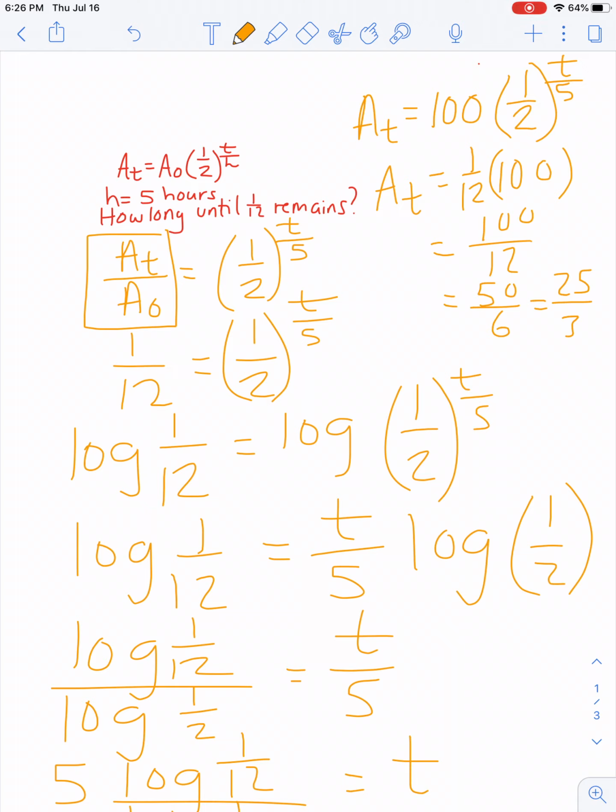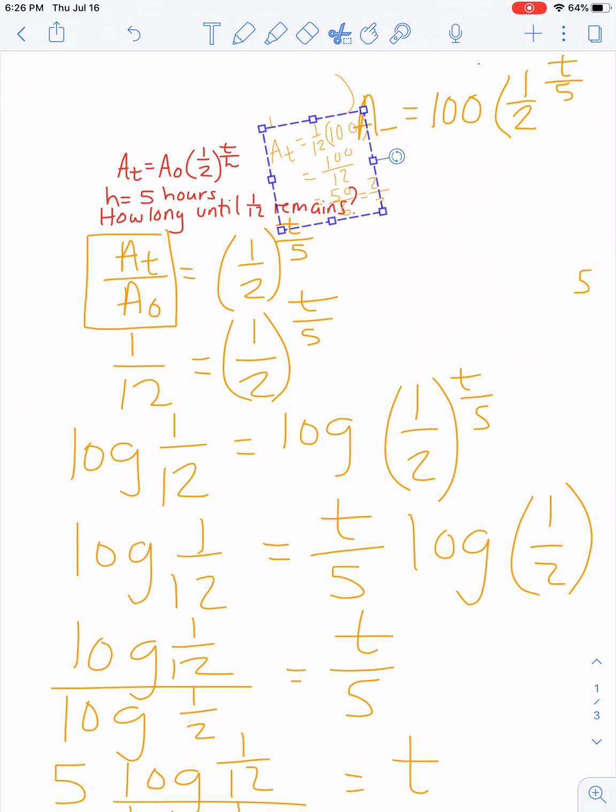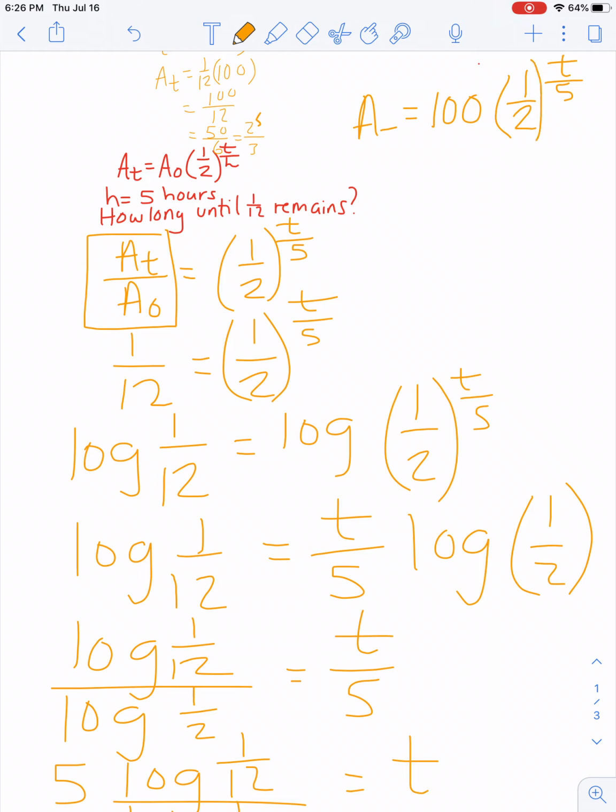So if I then put that into my formula that I came up with, so let's make this a bit smaller and move this over here for a second. Okay, so what I'm going to do is I'm going to take the 25 over 3% equals 100% times (1/2)^(t/5).